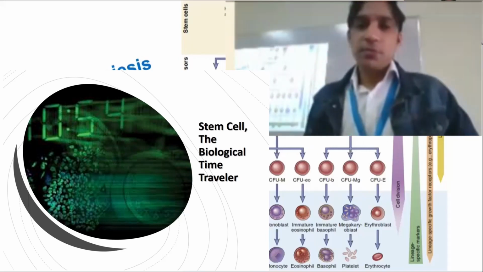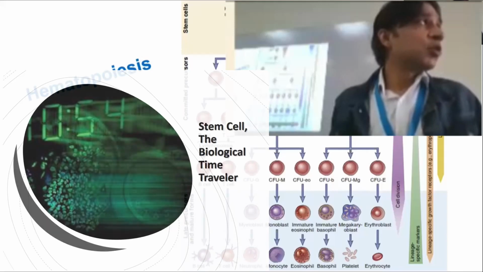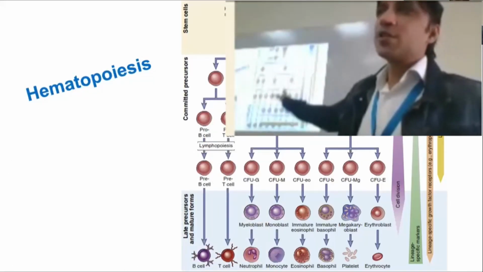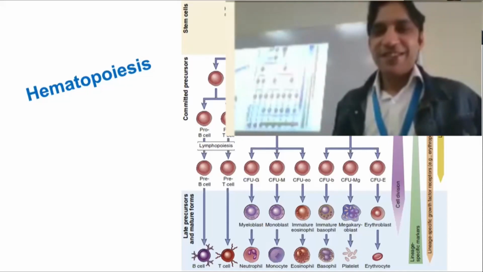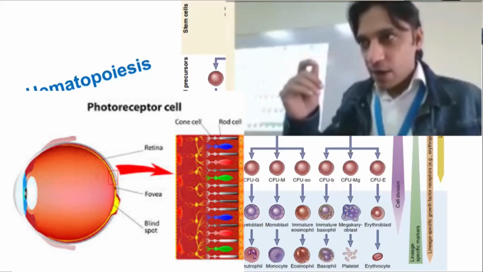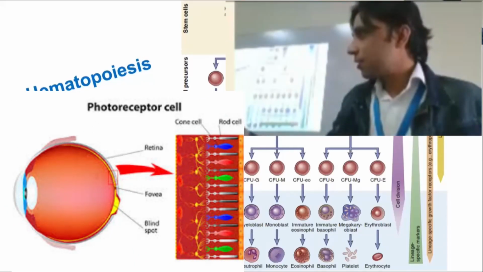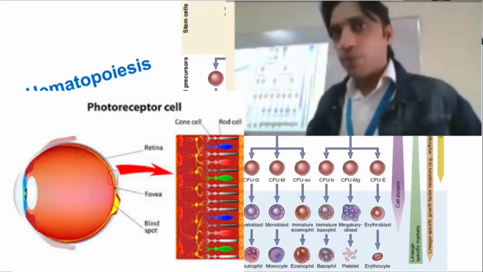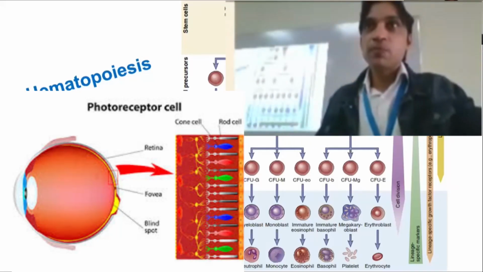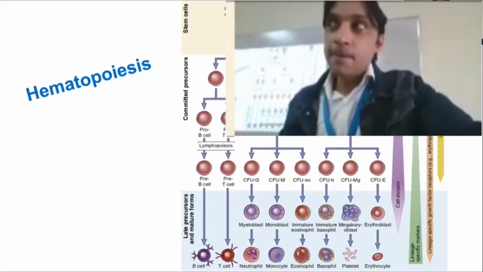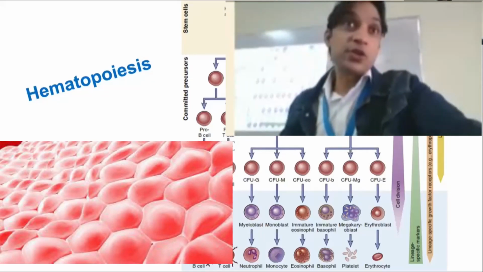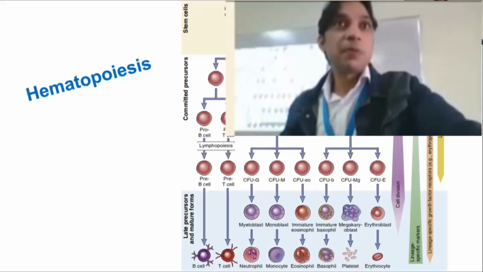If I ask you about the rods and cones cells in our eye, they are differentiated cells, designed to perform definite functions: to capture the light, interpret it, and send the signals to the neurons. Think about the cells of the skin. Differentiated cells designed to execute definite functions. You know?